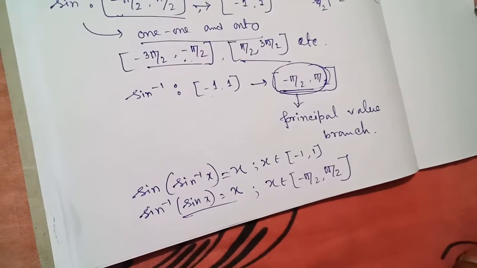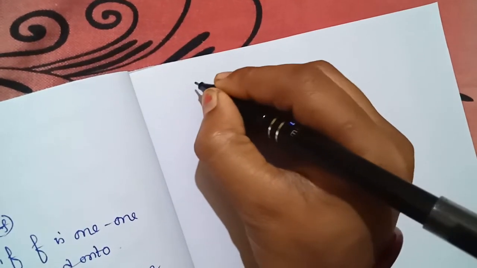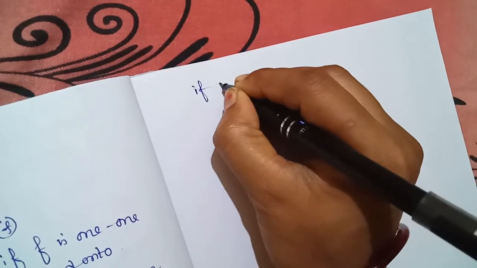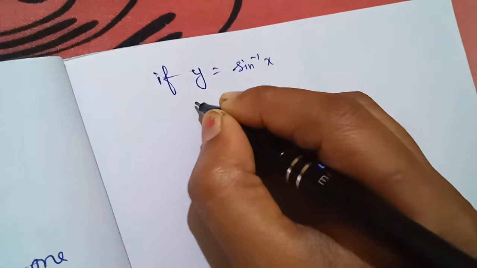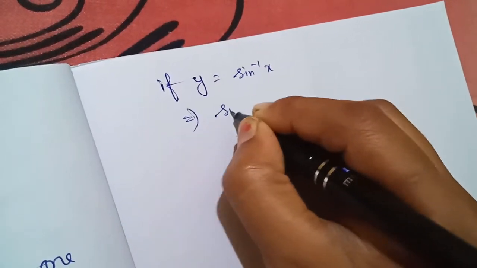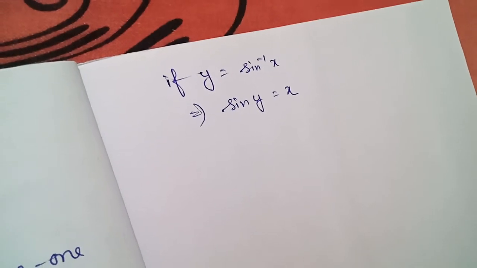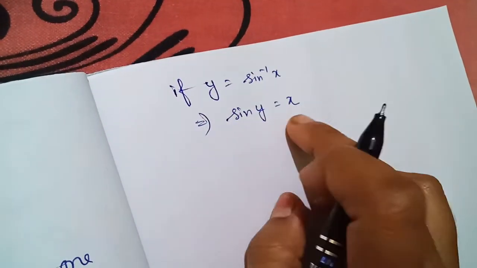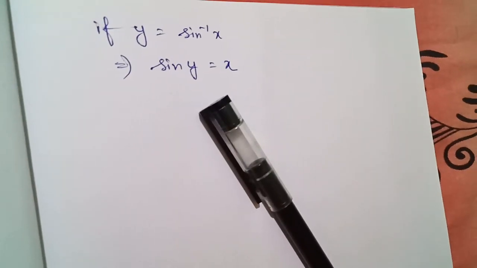Okay. So we can say one thing, that if y equals sine inverse x, then we can say that sine of y equals x. Sine y equals x.